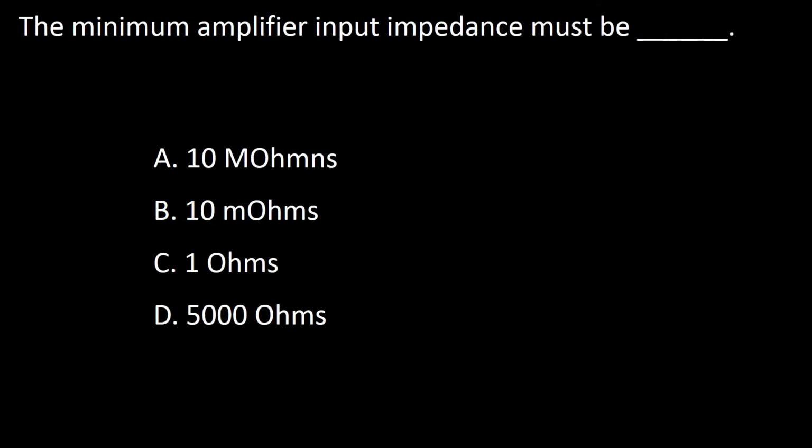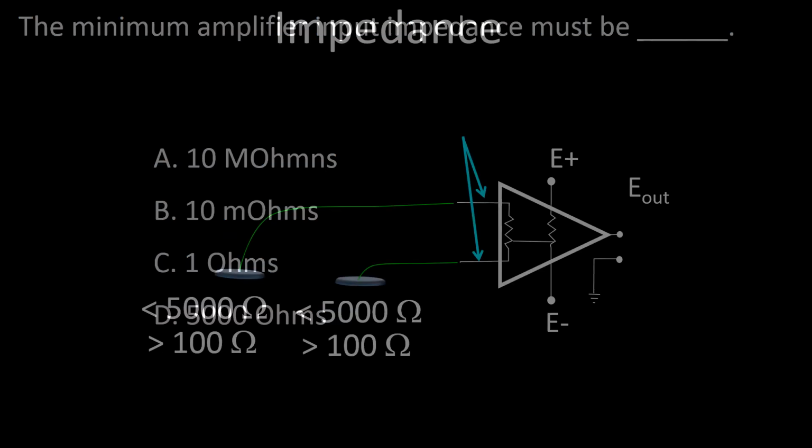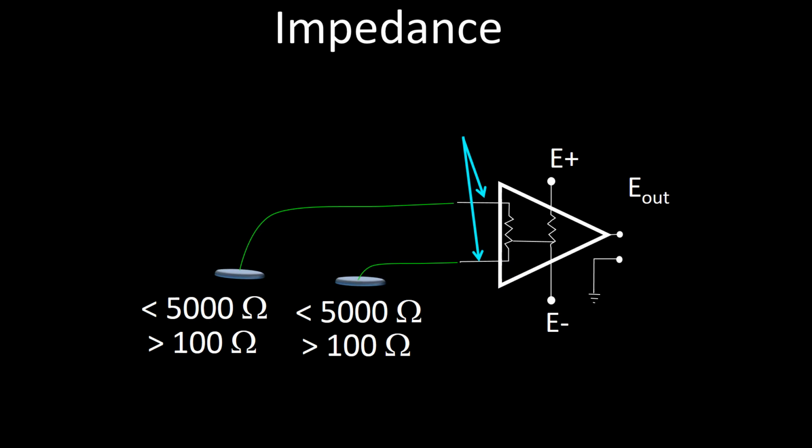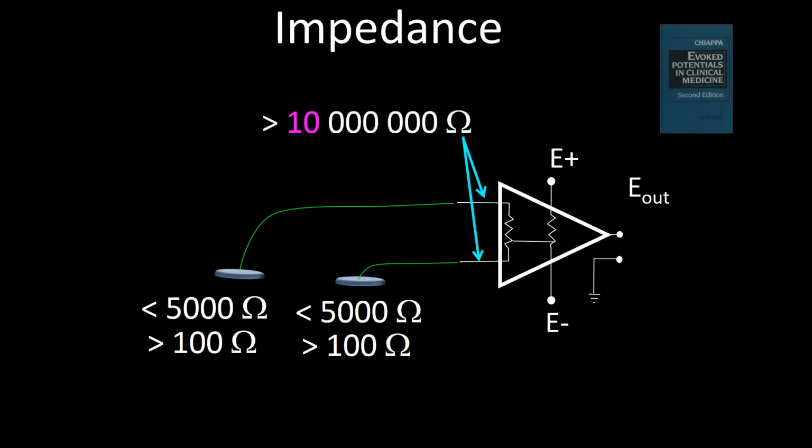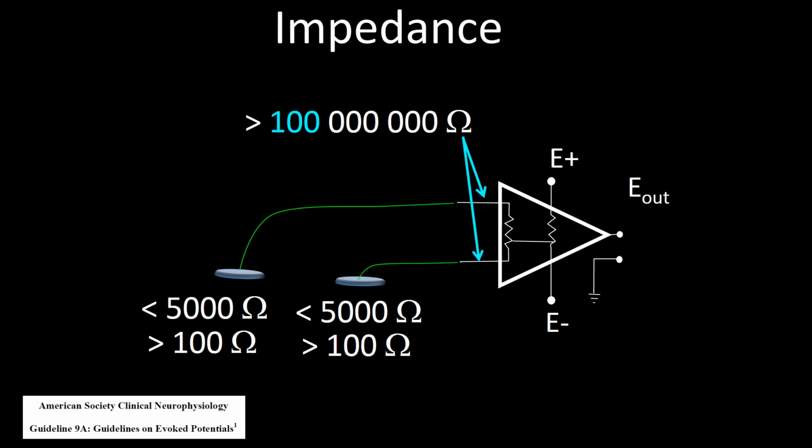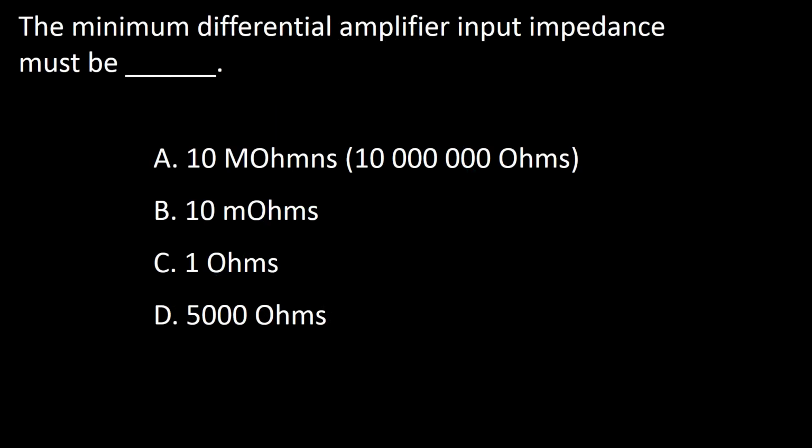Next question. The minimum amplifier input impedance must be A, 10 megaohms, B, 10 milliohms, C, 1 ohm, D, 5,000 ohms. At the point of entry of the nervous system generated electrical activity to the preamplifier, indicated here by the magenta arrows, impedance needs to be very high. In Chiappa's book, the number quoted is more than 10 million ohms. Others, including the Academy guidelines, say that it should be 100 million ohms or more. So the answer to this question is A.